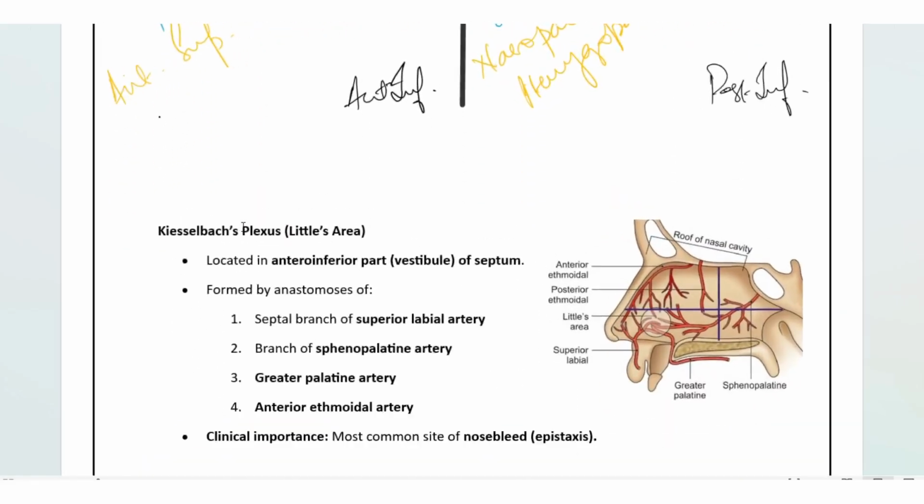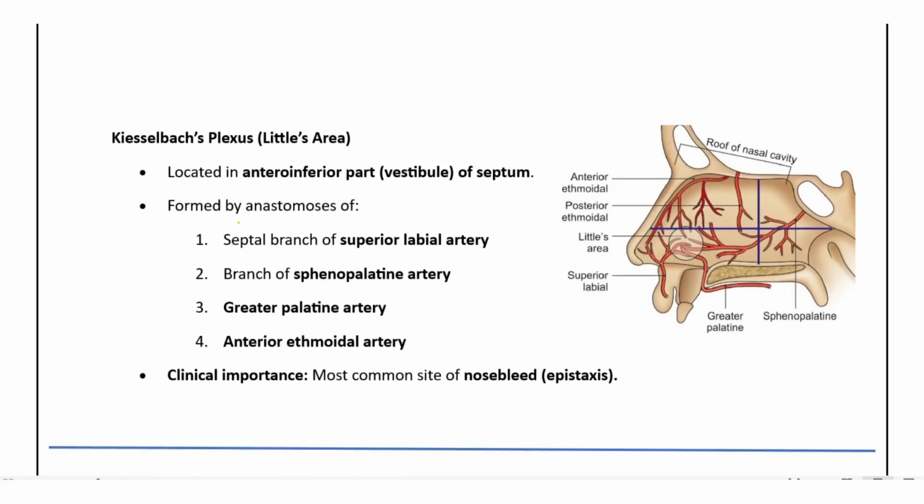Okay, one important point that we will see here is the Kisselbach's plexus or the Little's area. It's located in the antero-inferior part or in the vestibule of the septum, as we can say. It's formed by the anastomosis of superior labial, sphenopalatine, greater palatine and anterior ethmoidal artery. It's of clinical importance because it's the most common site of nosebleed, also called epistaxis.